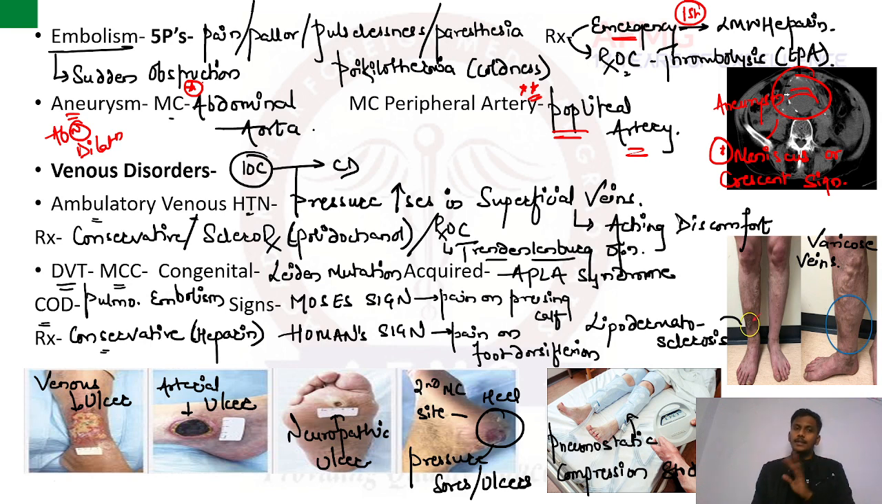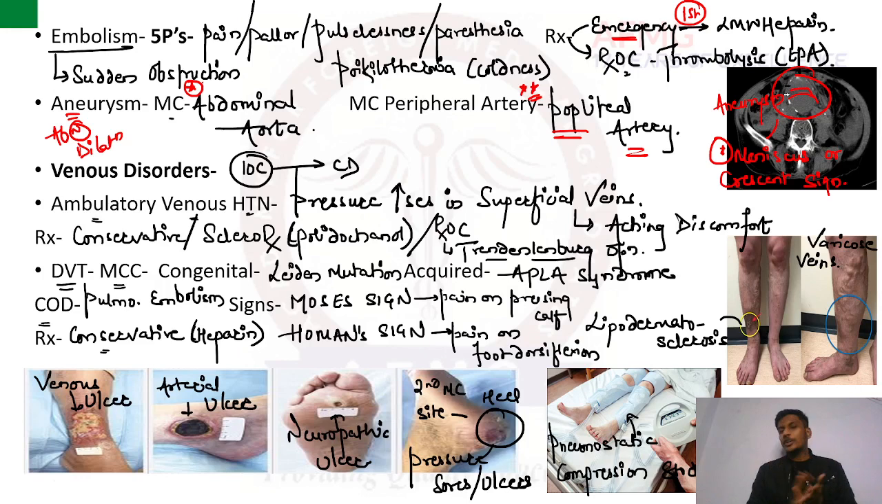Now if we talk about venous disorders, there was a bit of confusion in the lecture that we had, so I am clearing it out over here. If we talk about venous disorders, again the investigation of choice would be color Doppler, and the best or gold standard investigation would be angiography, right? Then over here we will talk about ambulatory venous hypertension. What do we mean by ambulatory venous hypertension?